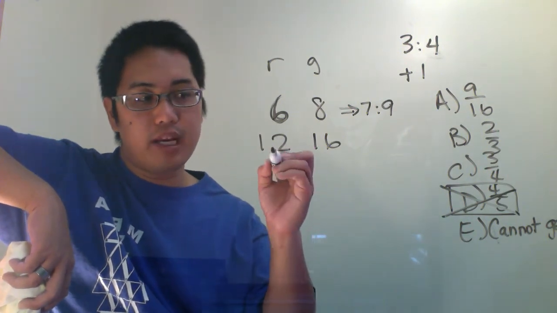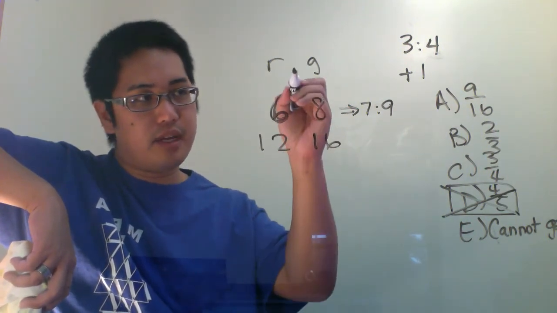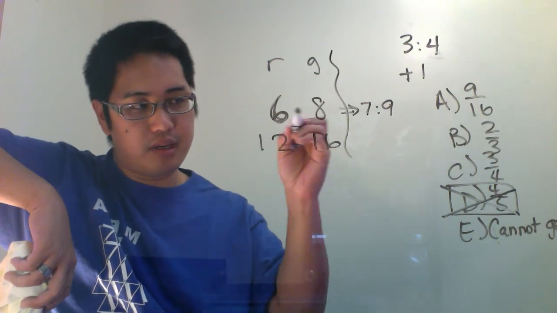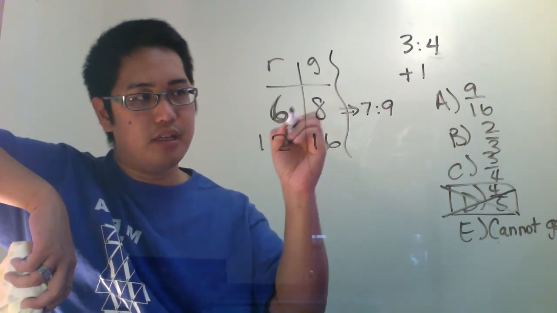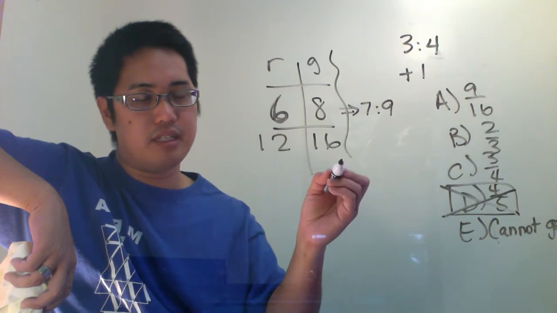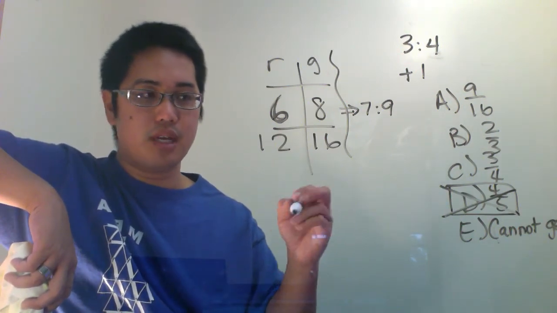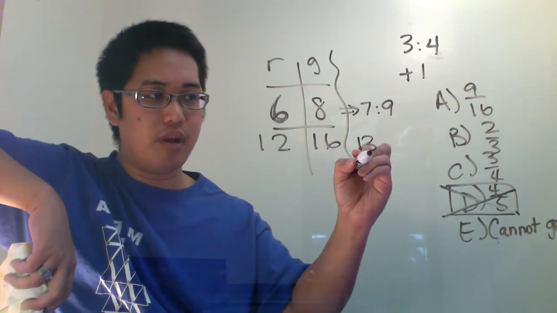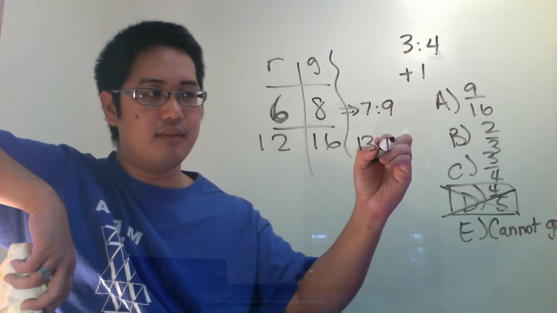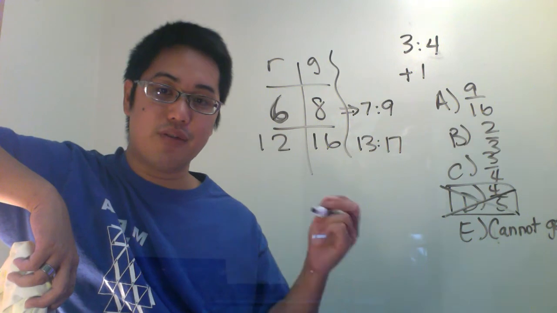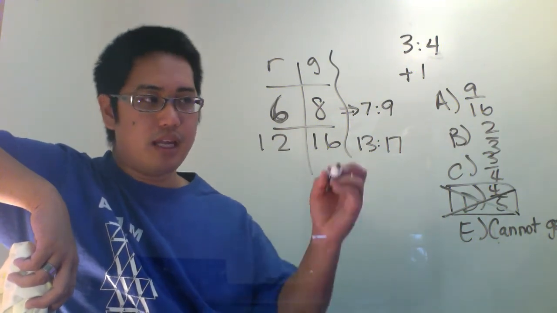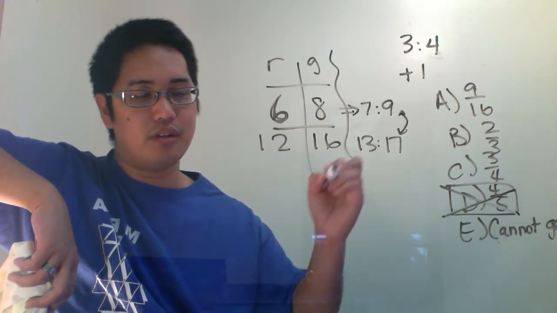This right here is not talking about ratios, this is talking about the actual pens. I have 12 red pens for every 16 green pens. The ratio here is 3 to 4, but if I add 1 to both sides, now I have 13 red pens for every 17 green pens. That's a different ratio. And this ratio is not the same as that ratio.